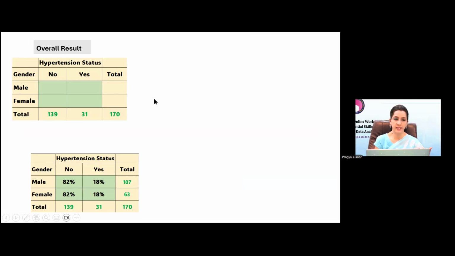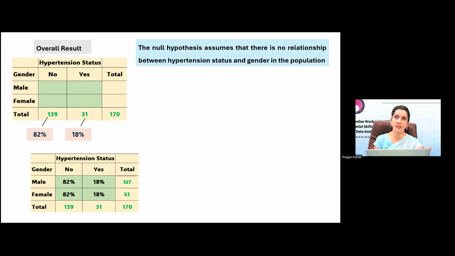So let's say this overall result, if I don't apply anything else and calculate this, 18% are hypertensive and 82% are non-hypertensive. The null hypothesis assumes that there is no relationship between hypertension status and gender in the population. That's how we form the null hypothesis. Initially, we start with the assumption that there is no association. And the alternate hypothesis says that there is an association between these two.